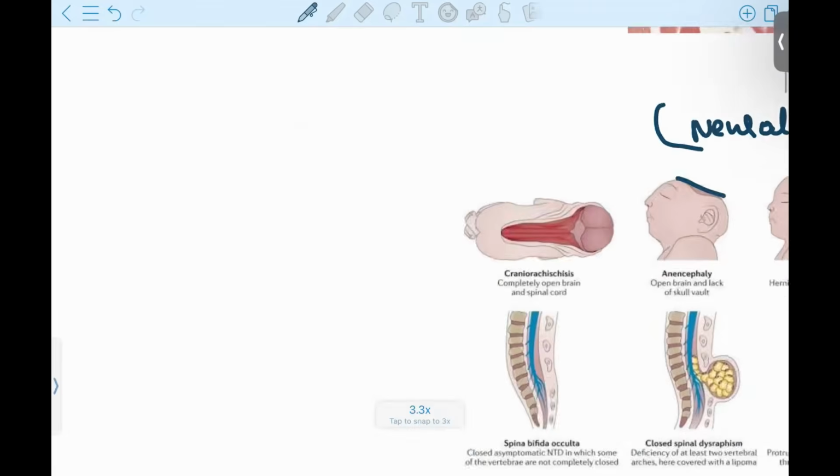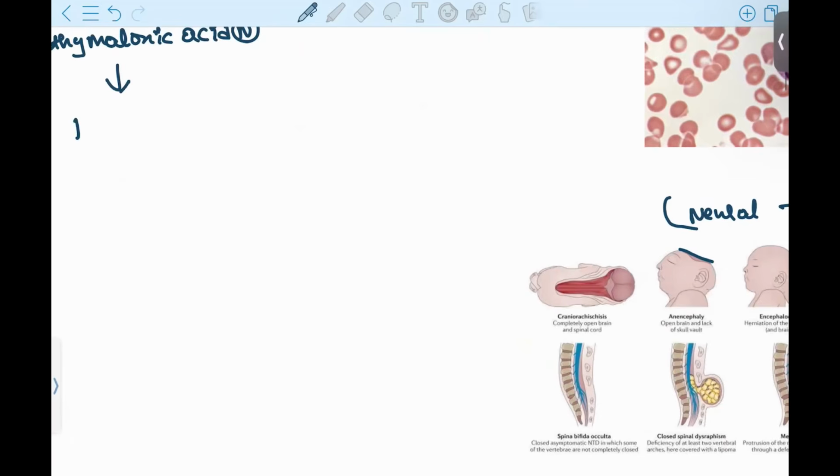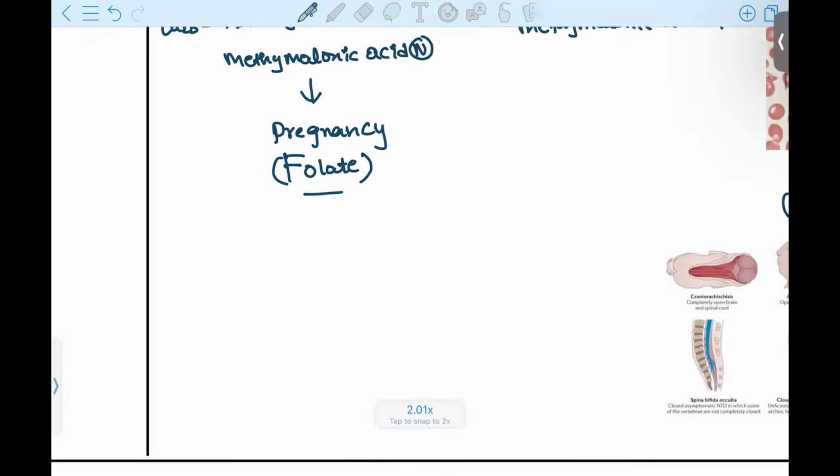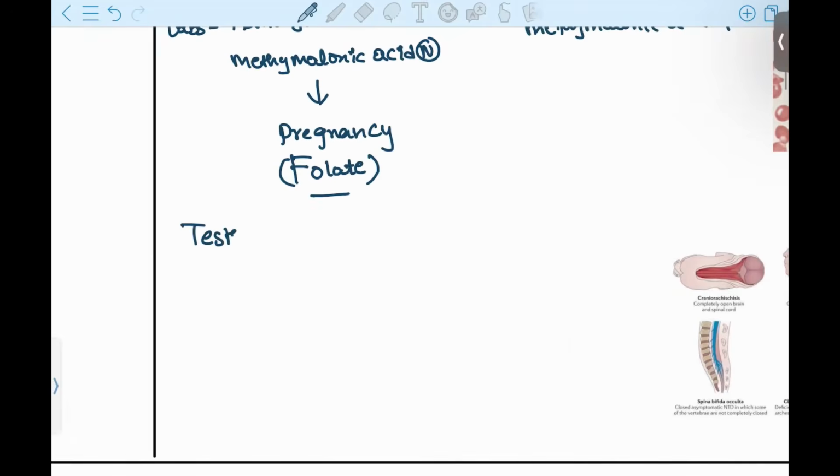So that's why you have to start the pregnant patients on folate. The first and must-follow point is that folate is important for neural development in the babies. And what are the other tests that can be done in these patients? That is the histidine test, and another one is your FIGLU.